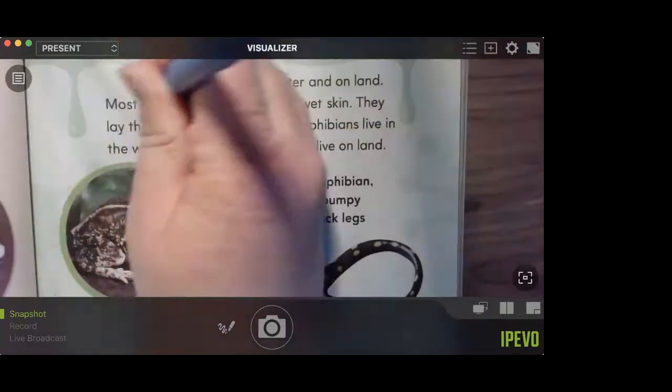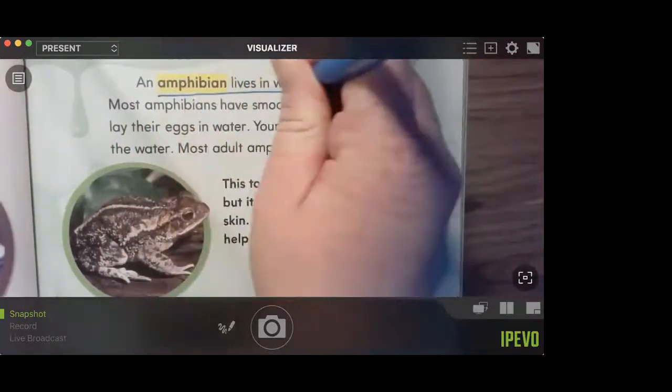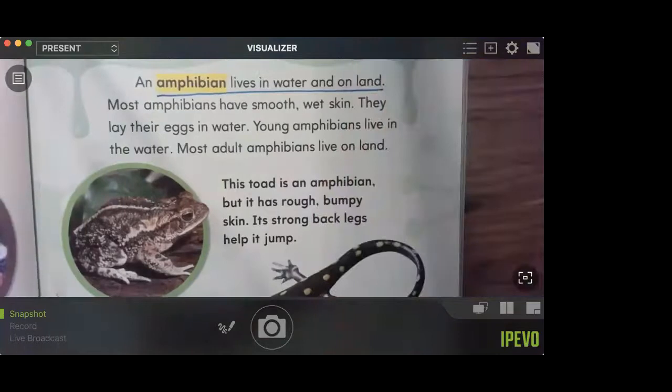So we're going to underline this. Amphibian lives in water and on land. That means that they spend about 50% of their life on land and 50% of their life in water. Okay, so they're in water a lot more than things like mammals, but that doesn't mean that they can necessarily breathe underwater. They just spend a lot of time in there.